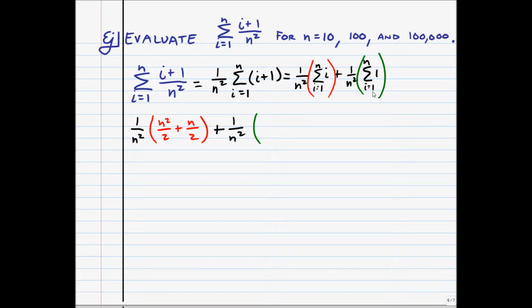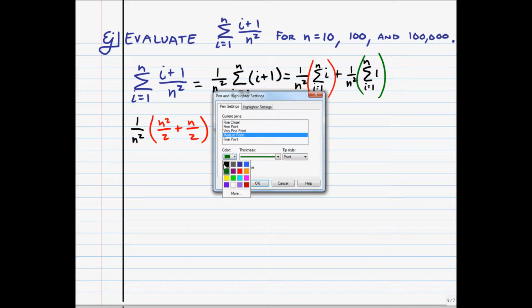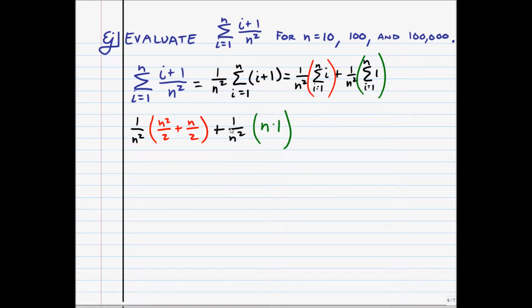So what is this formula here? Well, we're adding up 1 n times. That's just n times 1. So easy enough, simple enough, I can do that. Now what we're going to do is simplify and see what we've got. In this first guy, when I multiply and distribute this in, 1 over n squared times n squared over 2 is going to be equal to n squared over 2n squared, which is just equal to 1/2.